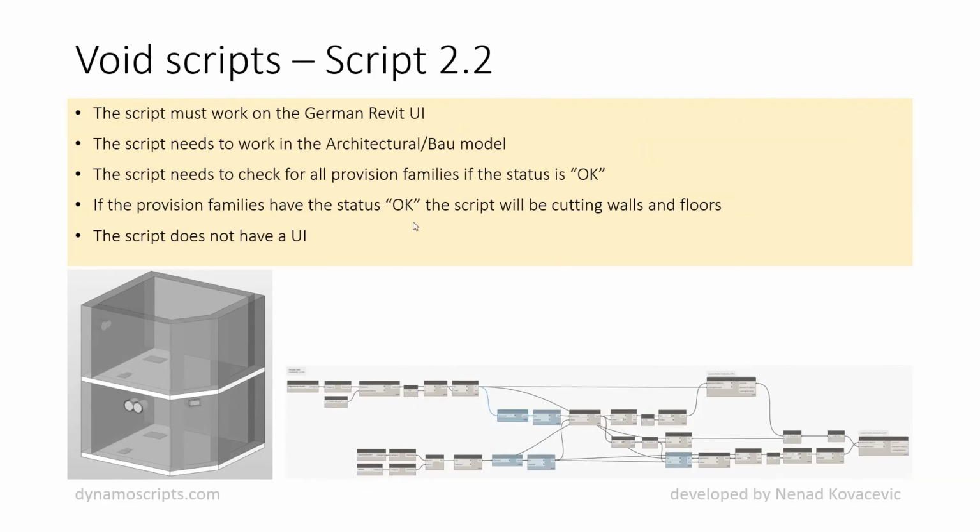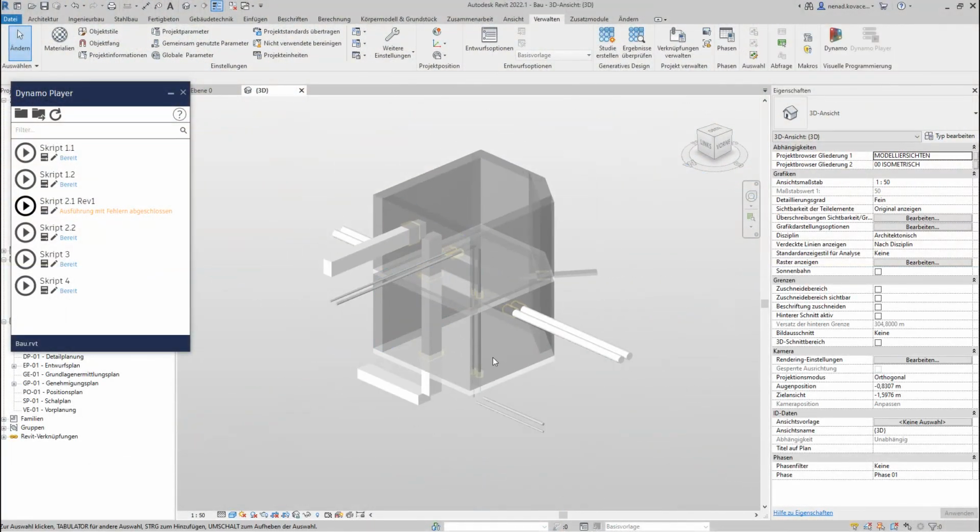And just briefly, before I show you the script 2.2, what is the requirement? Again, it must work in the German Revit user interface, it must work in the architectural model, and it will cut all the provisions against the architectural elements. If the status of those provisions is okay, everything that we did create so far, because I didn't change that custom parameter, all those provisions have that status okay. So Revit will just take all those provisions with that status, and it will try to cut either floors or walls. And the script doesn't have a user interface. And that is it for the script 2.1.